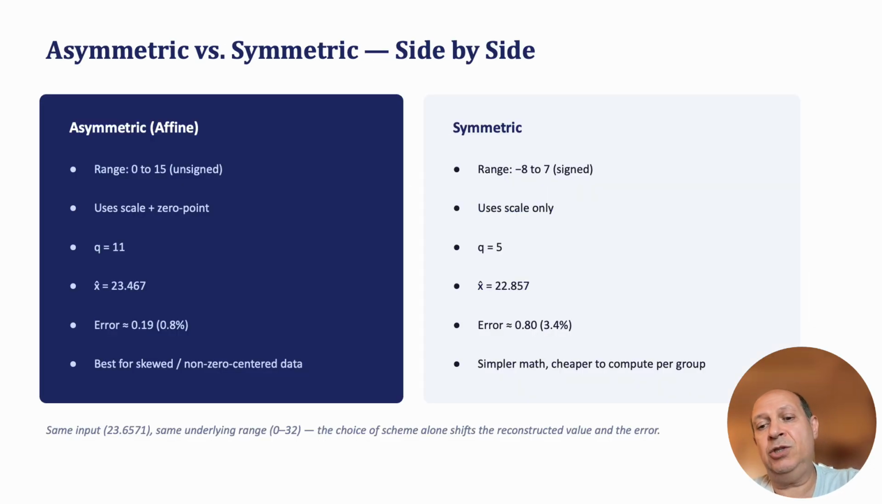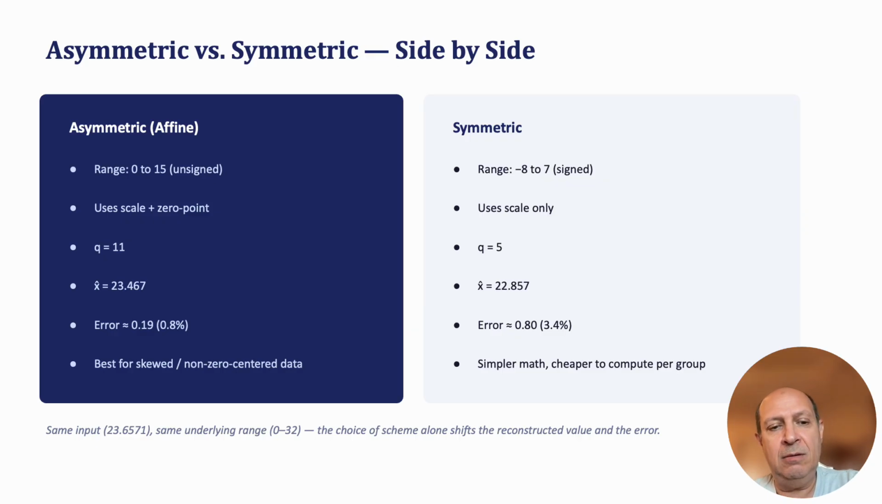Having done the quantization using two methods, the asymmetric quantization and the symmetric quantization, let us compare the two methods and the results we obtained. On the left-hand side, we see the asymmetric or the affine quantization. The range is 0 to 15, which is unsigned, all positive. And it does use a scale and a 0 point. The 0 point can shift, as explained earlier.